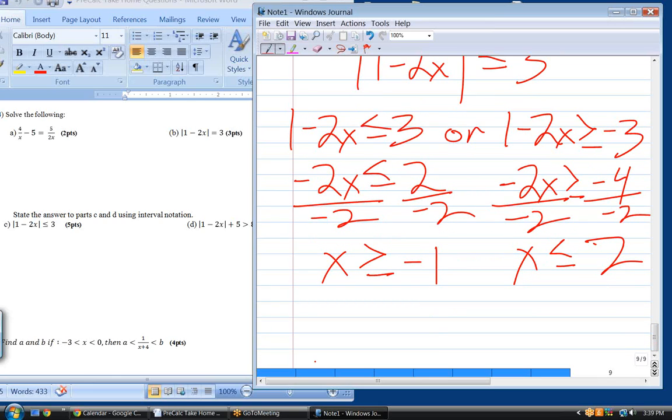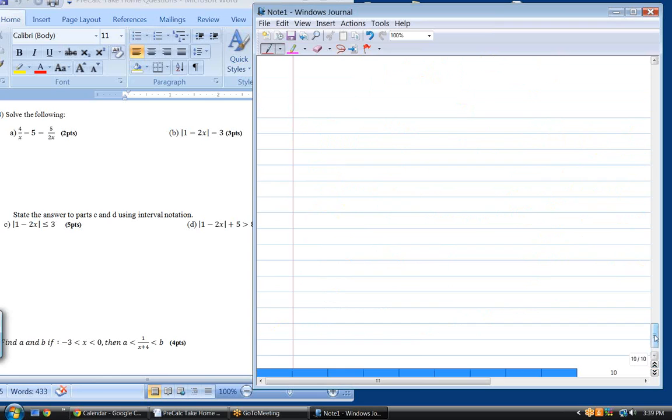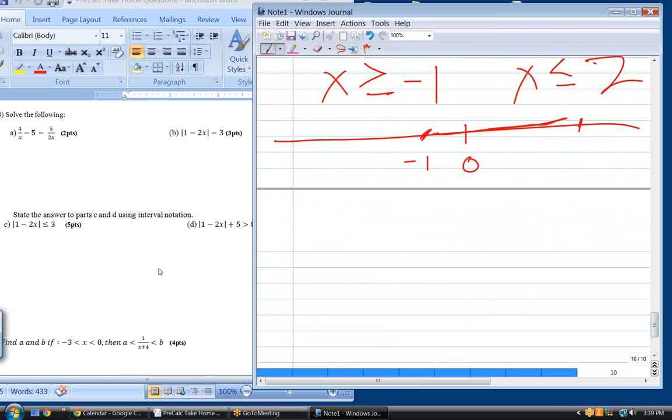If I were to draw a number line, with that at 0, that at minus 1, that at 2, well, I know x is greater than minus 1 and less than 2, so x is in this territory right here. And if I were to write that in interval notation, which is what they request, how do I write that in interval notation?